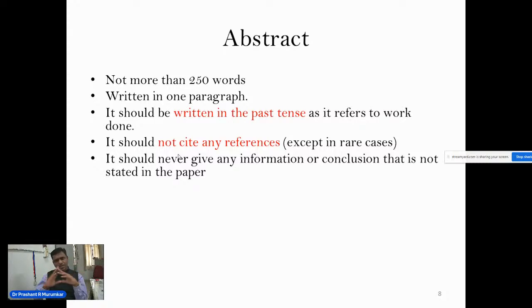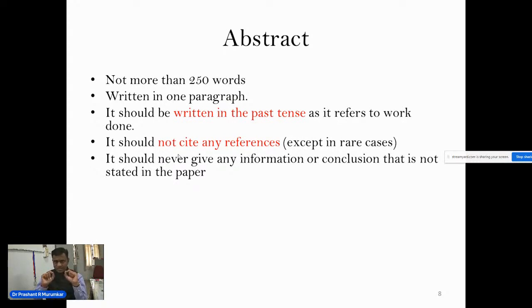Generally, in the rarest of rare cases, you will find that the abstract has references cited in it, but that is not required at all. So you should not cite any references in the abstract. And again, it should never give any information or conclusion that is not stated in the paper. Sometimes it happens that you do not discuss something in the paper, but you write it in the abstract. That is not the way to write an abstract.